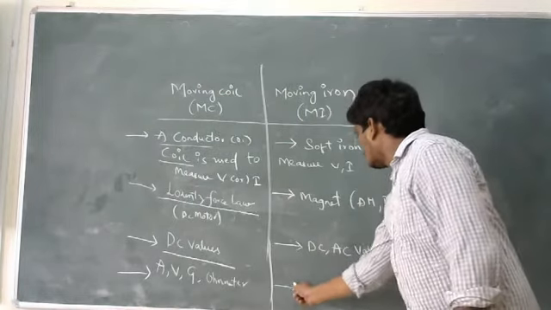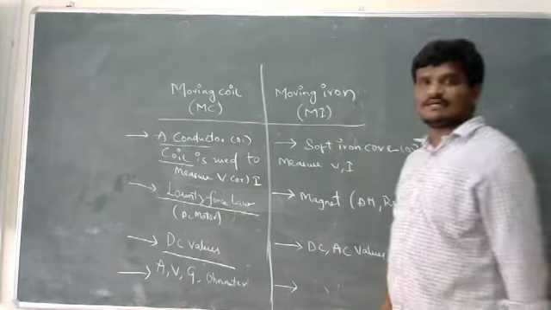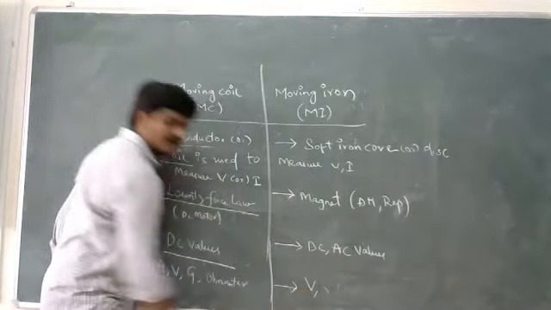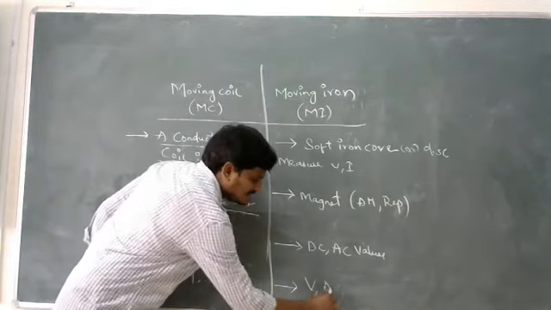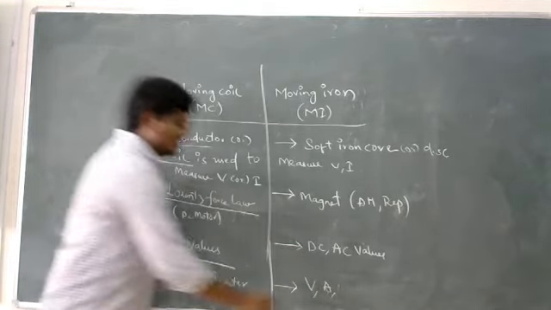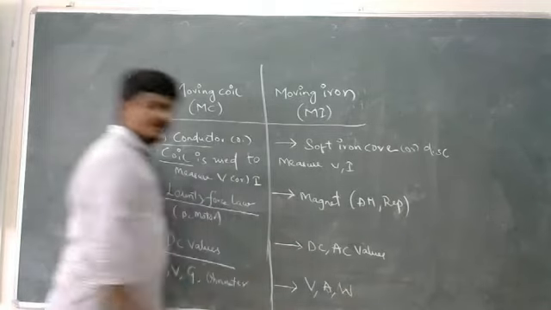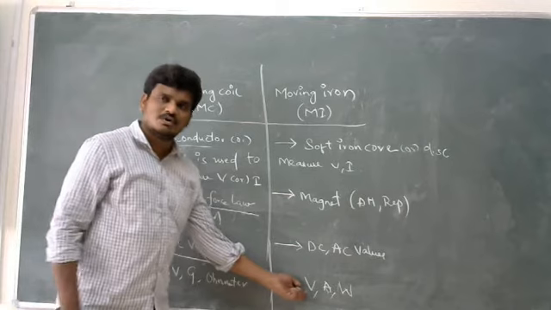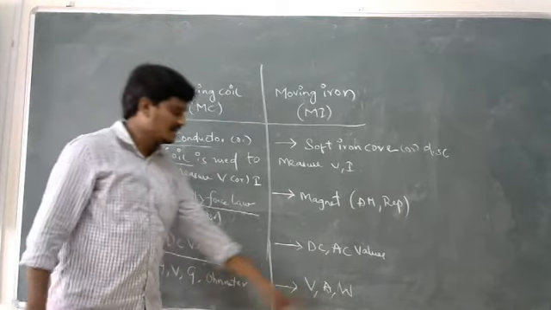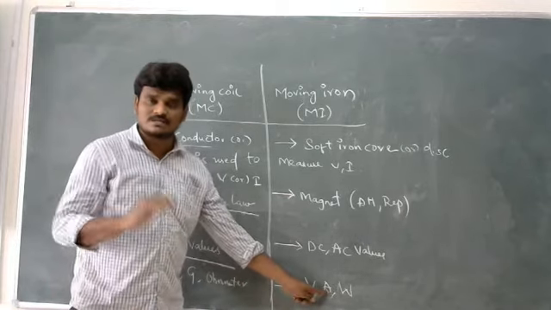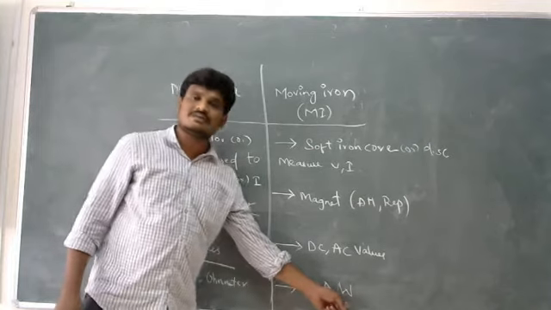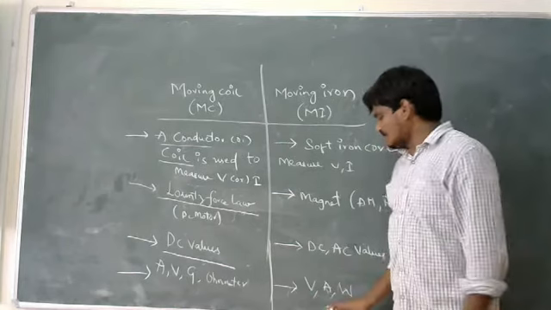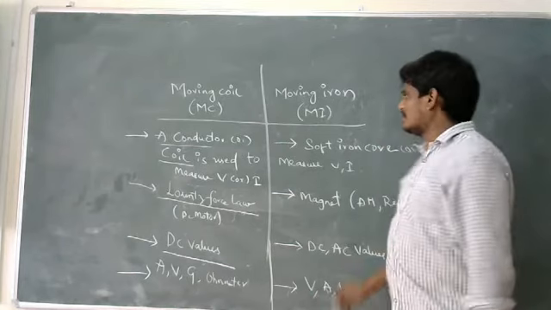Coming to the uses of MI instrument. An MI instrument can be used as a voltmeter, as an ammeter, and also as a wattmeter. It can be used as a voltmeter, which works for both AC and DC. It can be used as an ammeter, which works for both AC and DC. It can be used as a wattmeter, which is used to measure the value of power.